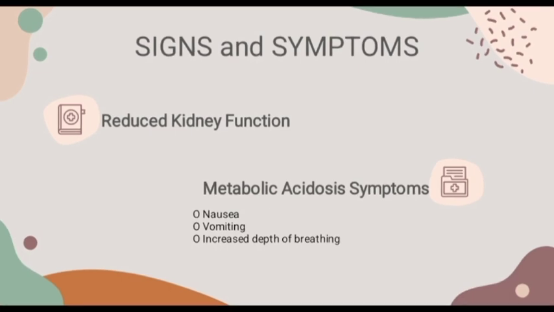Then the reduced kidney function is pag yung hyperchloremia na ma-worsen niya yung kidney perfusion ng patient na it can potentially cause decreased urine output or additional kidney-related symptoms. Then there are also some metabolic acidosis symptoms if yung hyperchloremia leads to acidosis na additional symptoms may include nausea, vomiting, increased depth of breathing as the body attempts to restore yung balance ng katawan ng patient.